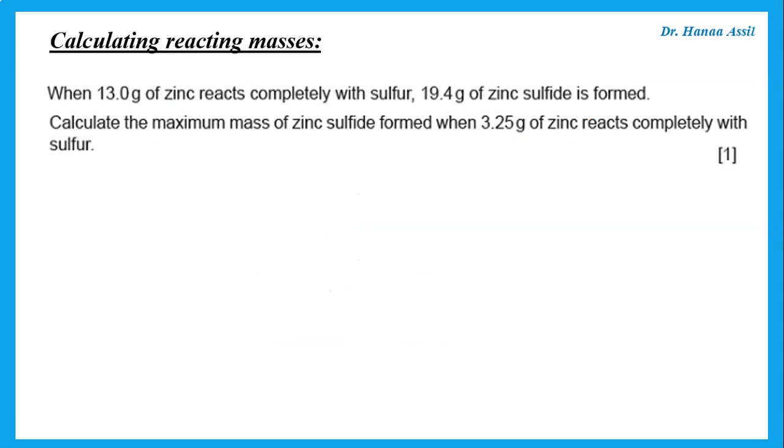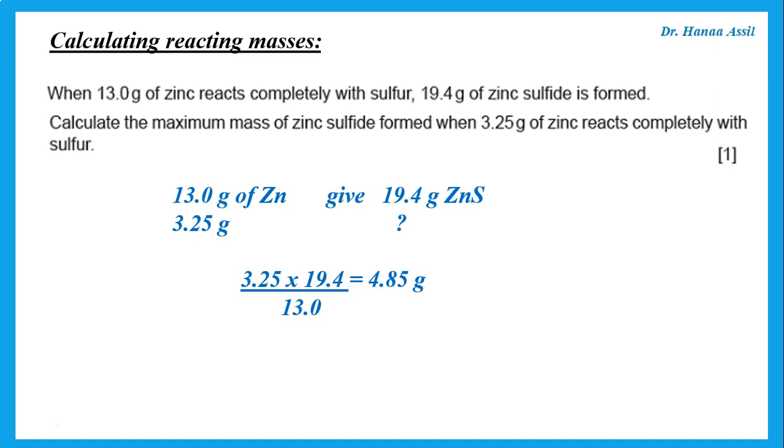Sometimes we're given masses and we're required to calculate. So for example, this question says 13 grams of zinc reacts with sulfur. It gives 19.4 grams of zinc sulfide. So what is the mass of zinc sulfide if we are starting with 3.25 of zinc? Of course, in this case, we just do cross multiplication. 13 gives 19.4 of the sulfide, so the 3.25 will give how much? So this is basic calculations in the IG chemistry.